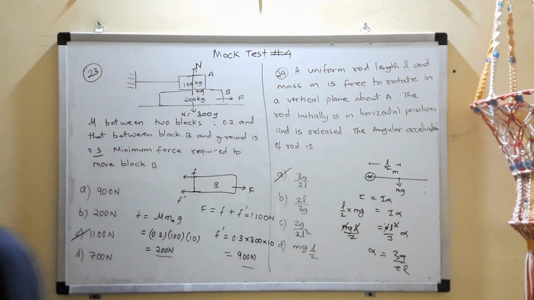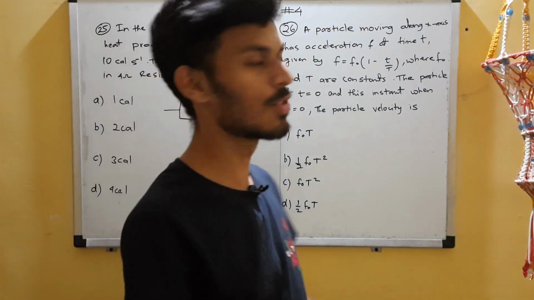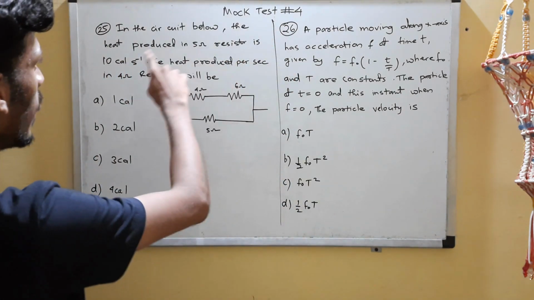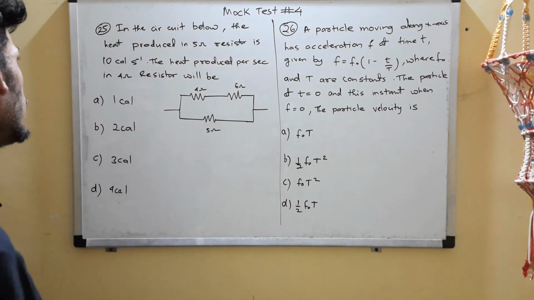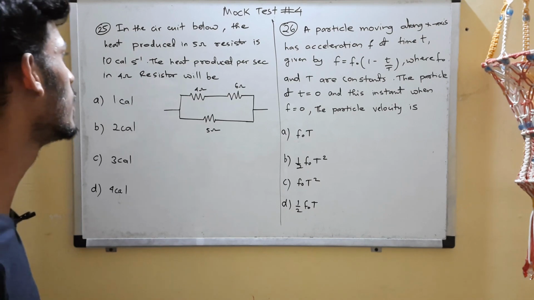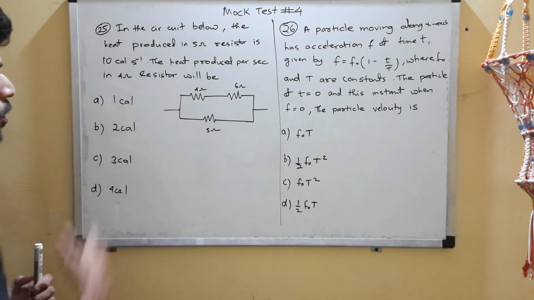Over to the next question. Question 25 and 26 over here. In question 25, we are given a circuit, and we are also told that the heat produced in the 5 ohm resistor is 10 calories per second. You are supposed to tell what will be the heat produced per second in the 4 ohm resistor.